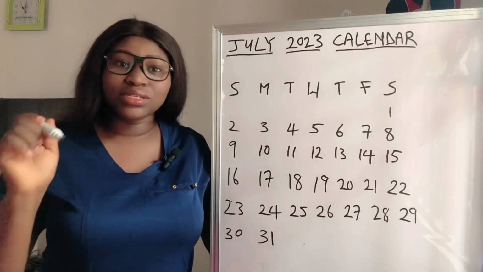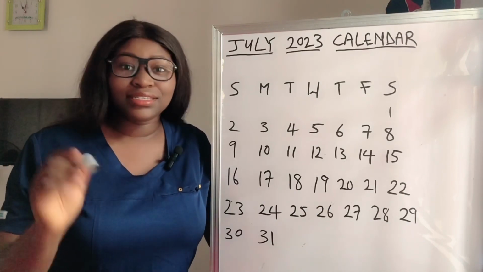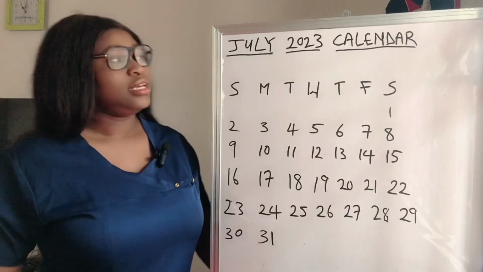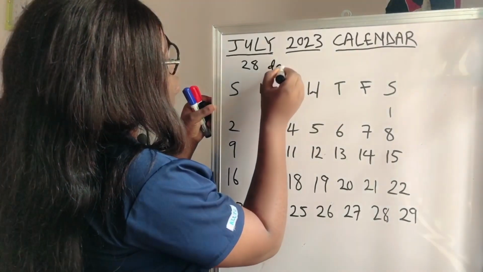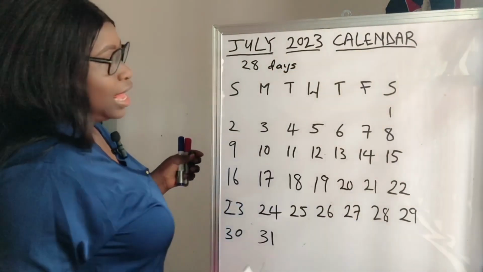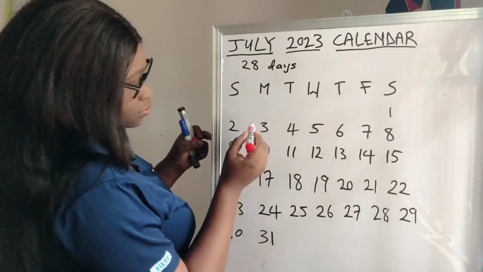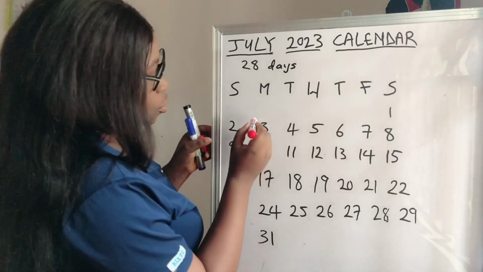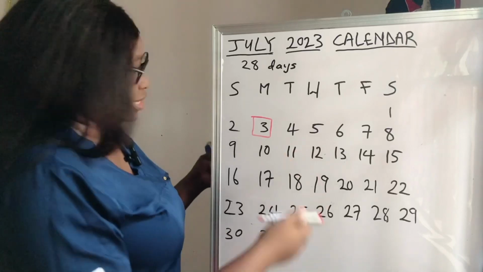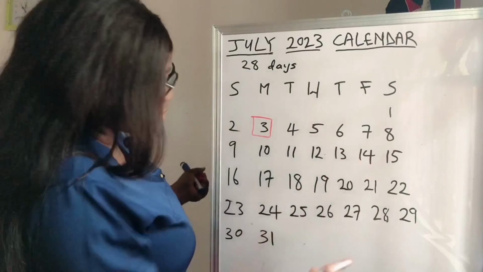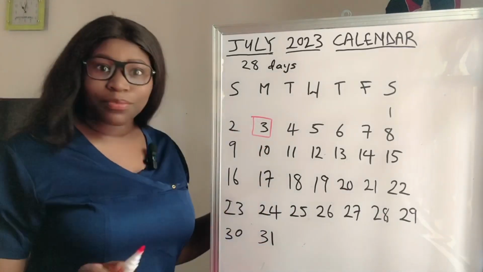So for a woman with a 28 days menstrual cycle, which is the average menstrual cycle length for women, this is how to calculate your ovulation day. This woman has a 28 days cycle, right? 28 days. And she got her period for the month of July on the 3rd. She can get her period any other day, just like I said. She can get her period on the 14th, on the 17th, or any other day, but we are going to use the 3rd as an example for this video.